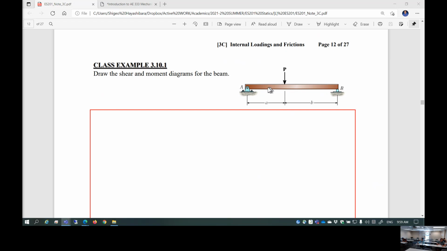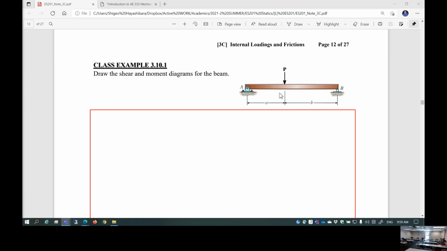This is the simply supported beam. You have a pin at A and a roller at B, so you have the three support reactions. One of them is 0. AX is 0, of course. So support reactions you have to figure out first, and then you're going to apply P. This is a force applied not in the center, but at some arbitrary location, measured a distance A from A. So this could be exactly in the middle, or it could be some other location.